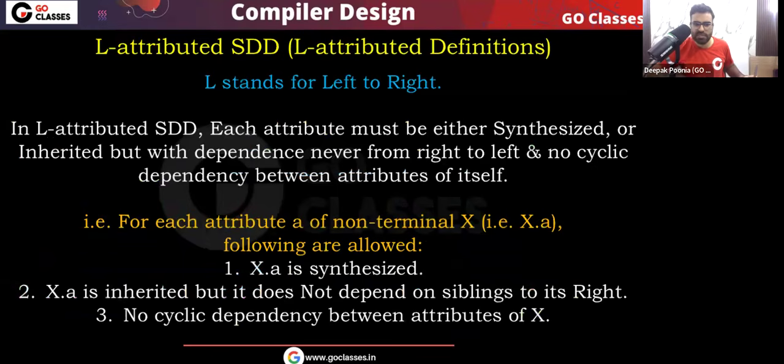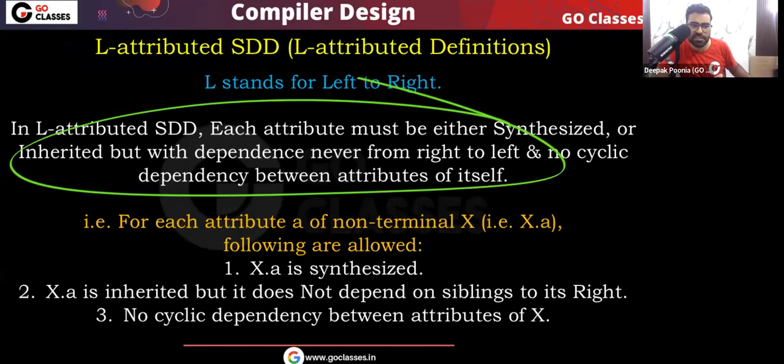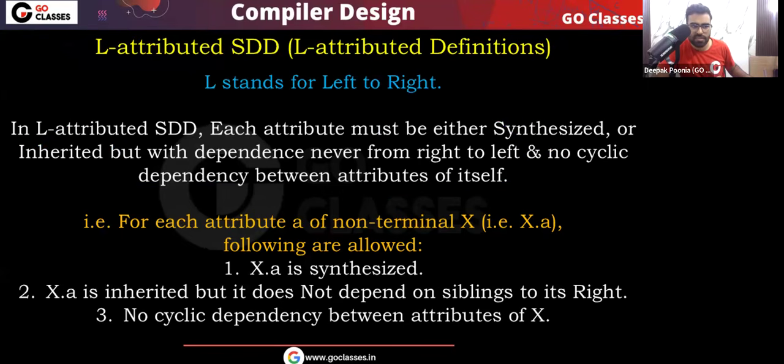So let's see the definition. You will become an expert, don't worry. Which SDD is called L attributed? L stands for left to right. Let me tell you the definition now. Read this carefully. Basically, in L attributed SDD, three types of attributes are allowed.